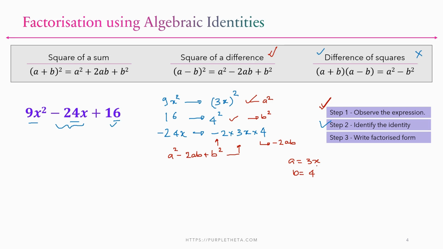Now we need to write the factorized form, that is our step number 3. Okay, so as we know that a square minus 2ab plus b square is a minus b whole square, right? So 9x square minus 24x plus 16, we have to write this in the form of a minus b whole square. Here a is 3x and b is 4. So 9x square minus 24x plus 16 is 3x minus 4 to the power 2 in its factorized form, right?